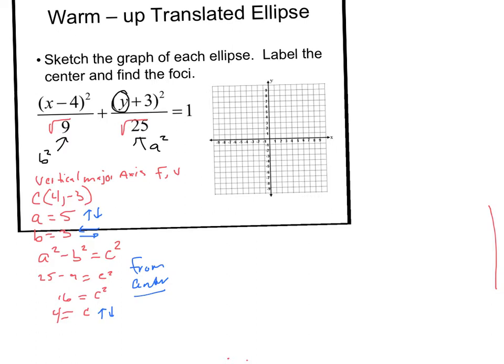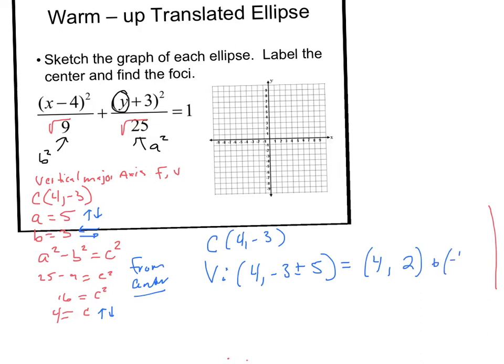So for example, you could just count on the graph, and that might be the easiest thing to do, but if I know the center is at 4, -3, and I want to find the vertex, I know it's shifting up and down by 5 units. So I'm going to take 4, -3, and add and subtract 5 units. That's going to give me 4, and if I add 5, it's going to be 2, and if I subtract 5, it's going to be -8. So those are going to be my vertices.